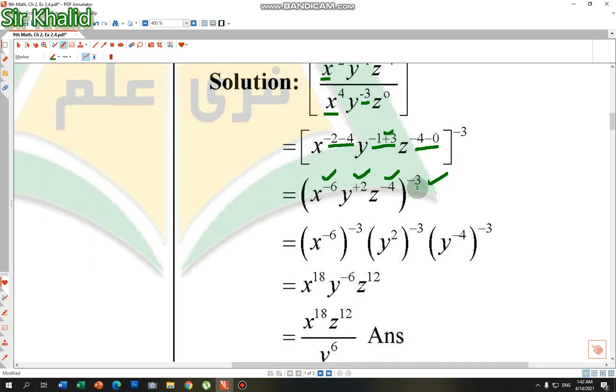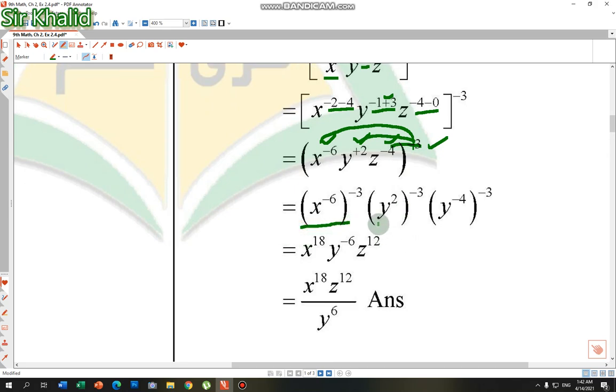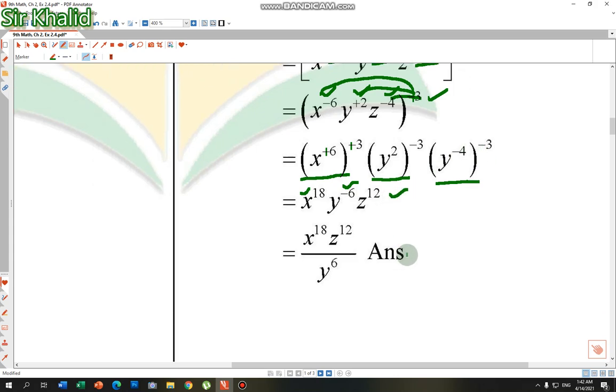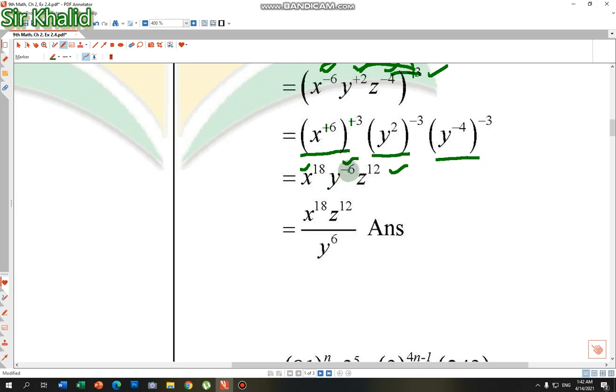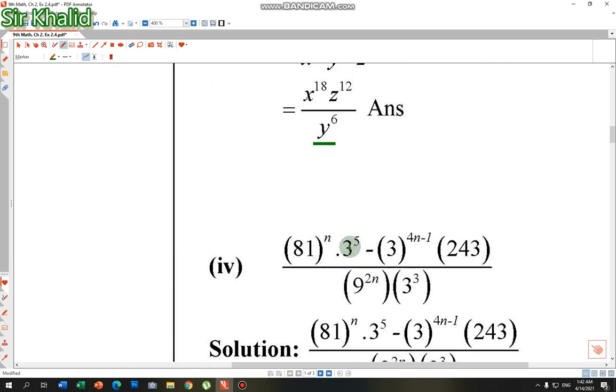Now this minus 3 is operating over here also, on this term also, and on this term also. Separating these terms with the same exponent, minus 3, minus 3, minus 3. Minus minus cancel, 6 3s are 18. 2 multiplied by minus 3 will give you minus 6. Minus 4 minus 3 is minus 12, so plus 12. So y power minus 6 will be shifted to the denominator position as y power 6.